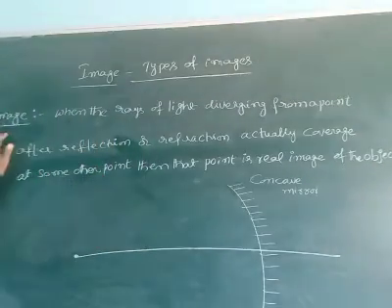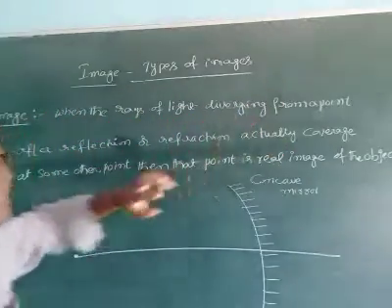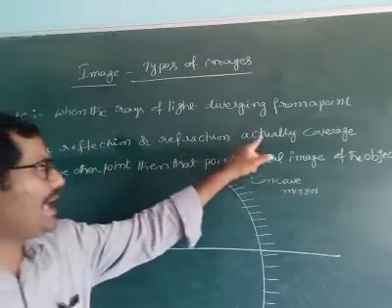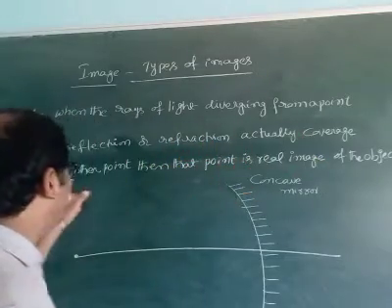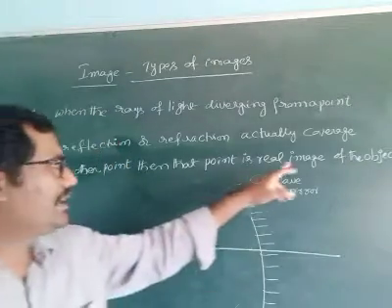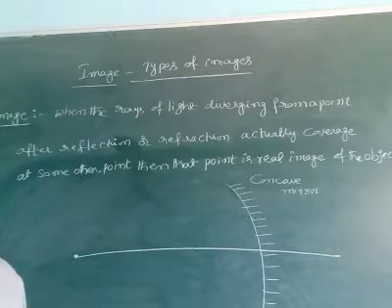Okay, and then again, next one, real image. Students, next one, real image. When the rays of light diverging from a point, after reflection or refraction, actually converge at some other point, then the point is known as the real image of the object. It is formed by a concave mirror.